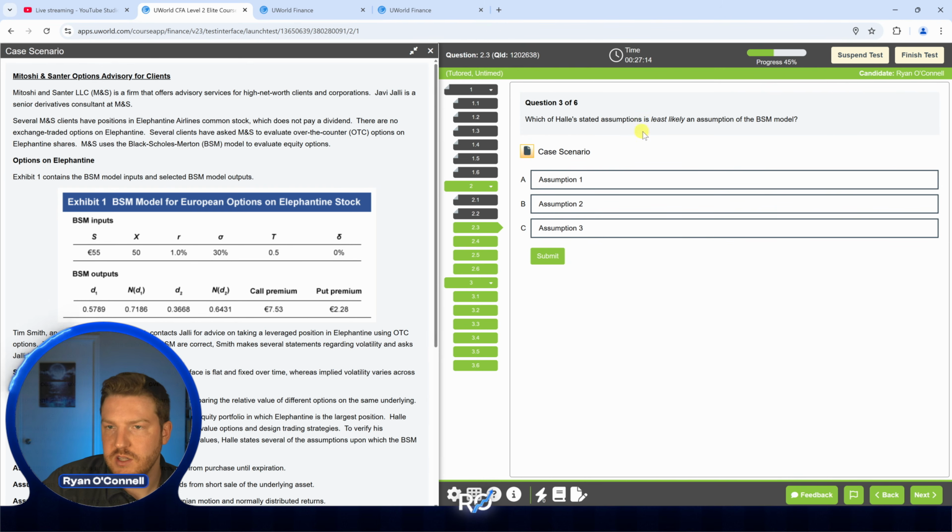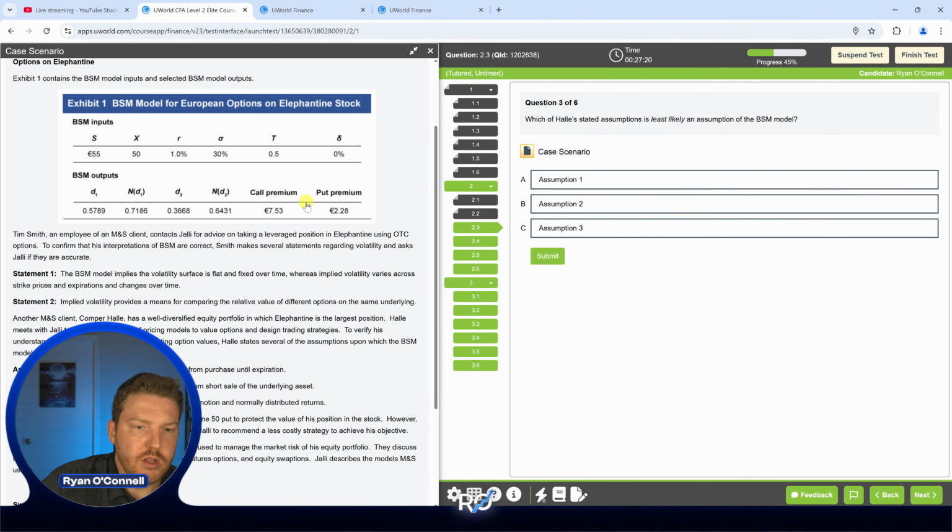Which of Hal's stated assumptions is least likely an assumption of the Black-Scholes model? So let's take a look at all of these assumptions real quick. We have this client, and they have a well-diversified equity portfolio. This share is their largest position. Okay, so to verify his understanding of the Black-Scholes-Merton approach to estimating option values, Hal states several of the assumptions upon which the Black-Scholes model is based.